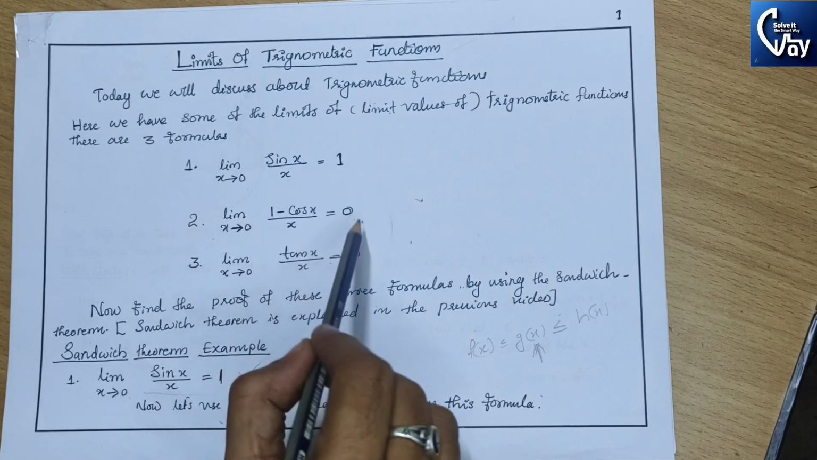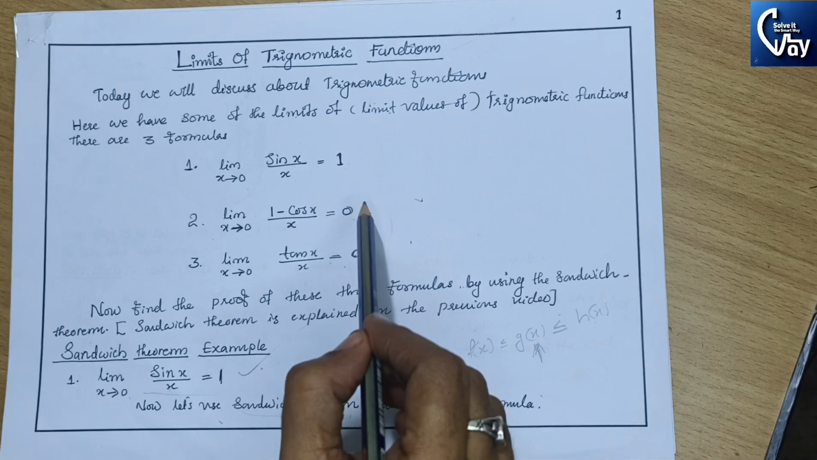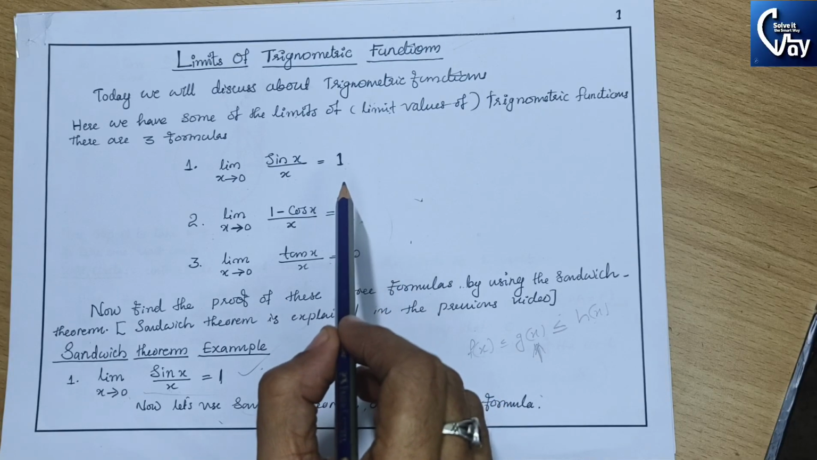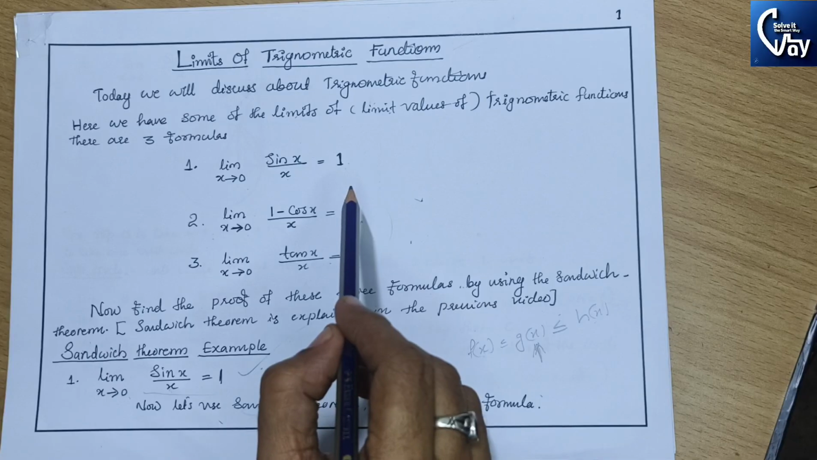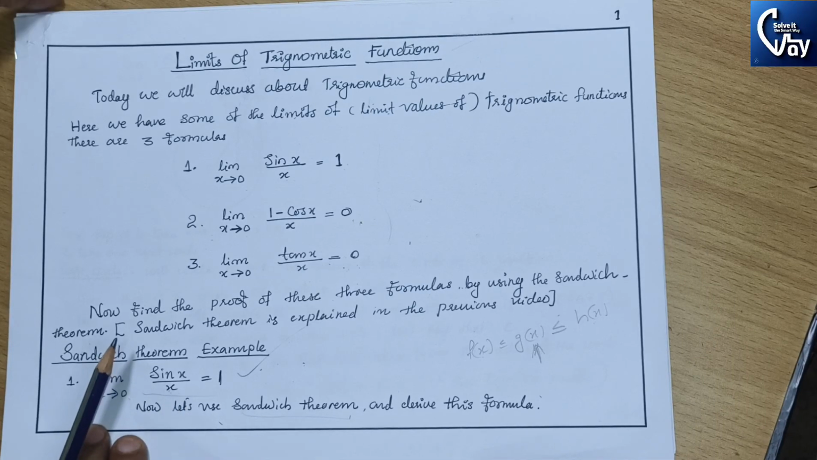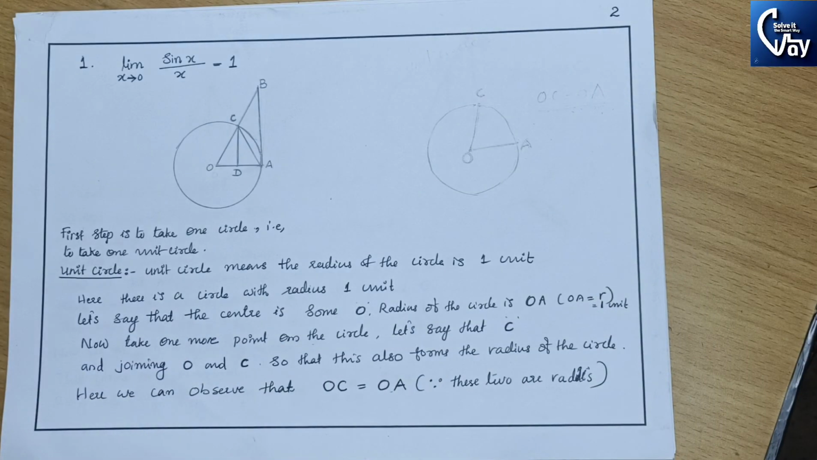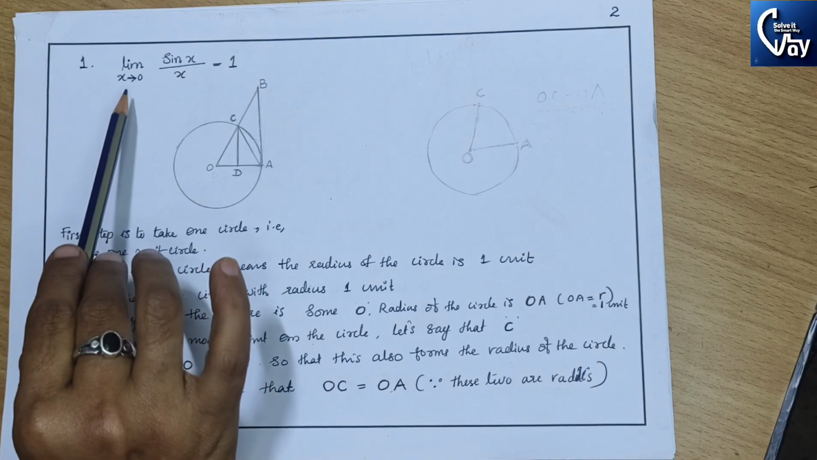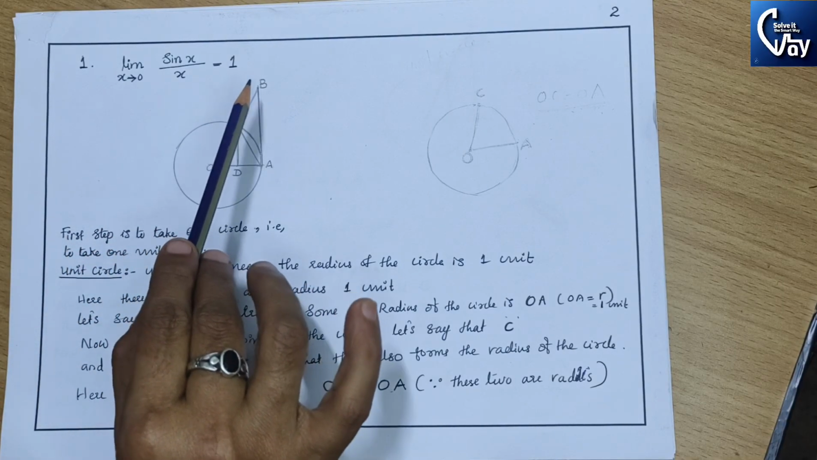Now, we will find the proof of these three formulas by using the sandwich theorem. The sandwich theorem is explained in the previous video. Now, let's discuss the proof of the first equation: limit x tends to 0 sin x by x is equal to 1. Let's use the sandwich theorem and derive this formula.